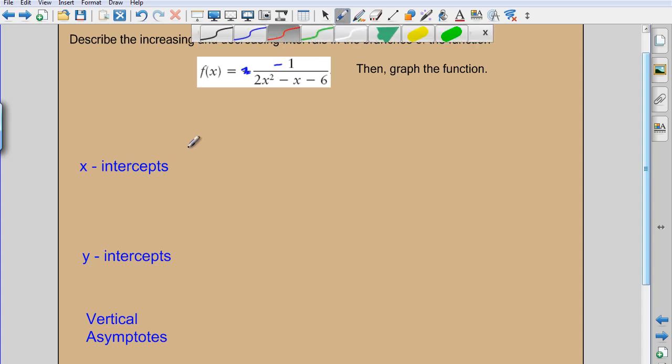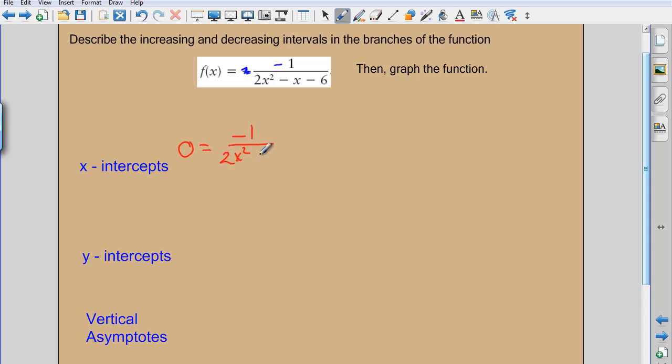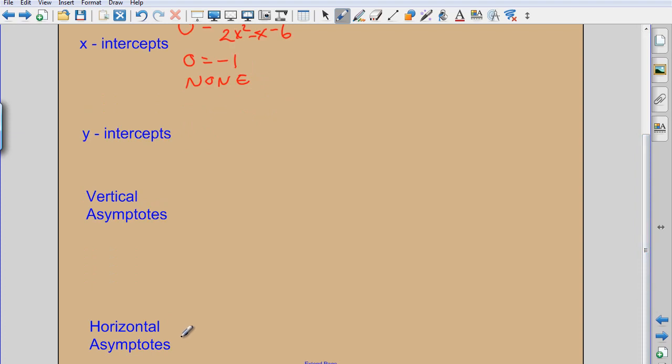So the x-intercept is found by setting y to be 0. And we can see once again that when we multiply both sides by the denominator in this case, the left-hand side will still be 0, and we end up with 0 equals negative 1, which can't be done. So that tells us that there are not any x-intercepts, which we can move all the way down and write for horizontal asymptote at y equals 0.